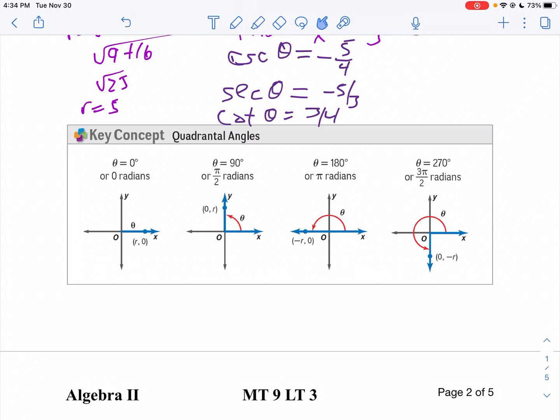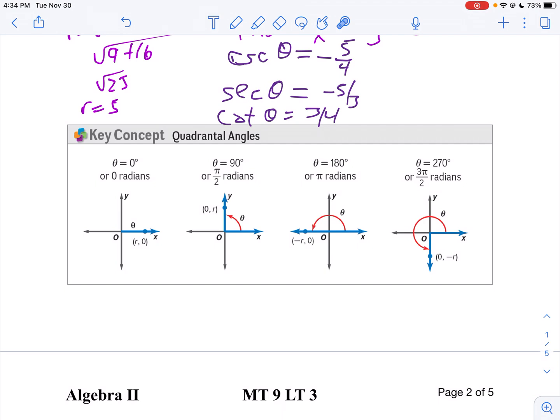We have four quadrant angles. Quadrant angles are angles whose terminal side goes on an axis. So 0 degrees, 90 degrees or pi over 2, because that's on the y-axis. 180 degrees or pi in radians, that's on the negative x-axis. And then 270 degrees or 3 pi over 2, and that's on the negative y-axis.